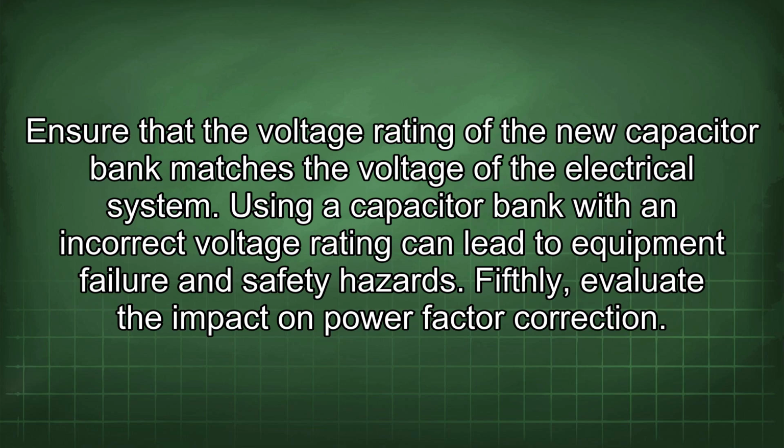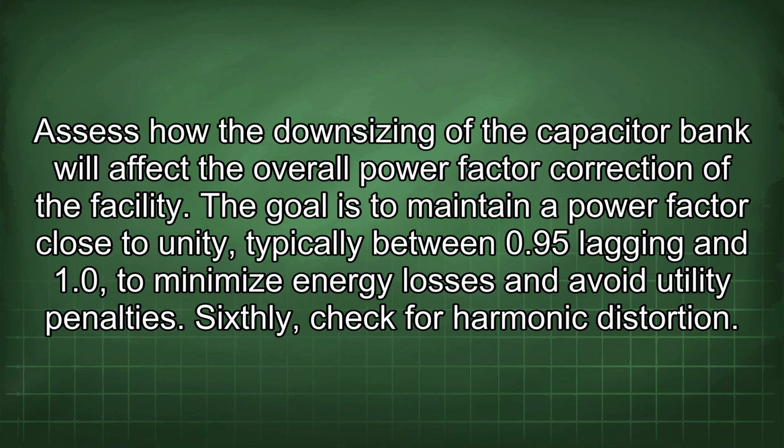Fifthly, evaluate the impact on power factor correction. Assess how the downsizing of a capacitor bank will affect the overall power factor correction of the facility. The goal is to maintain a power factor close to unity, typically between 0.95 lagging and 1.0, to minimize energy losses and avoid utility penalties.